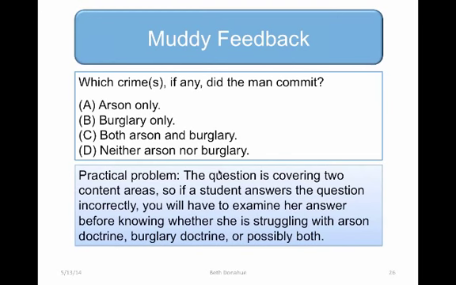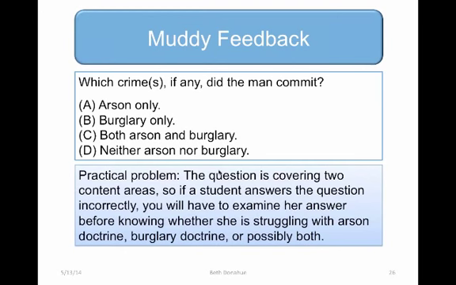Microphone on. Okay. This is a C-type question. Which crime or crimes, if any, did the man commit? Arson only, burglary only, both arson and burglary, neither arson nor burglary. You can see that the options are worded with very short options, so there's not going to be a lot of second guessing of how you've written your responses.